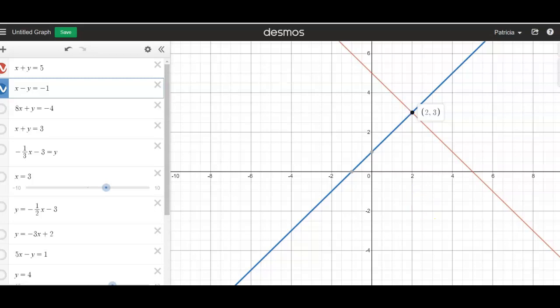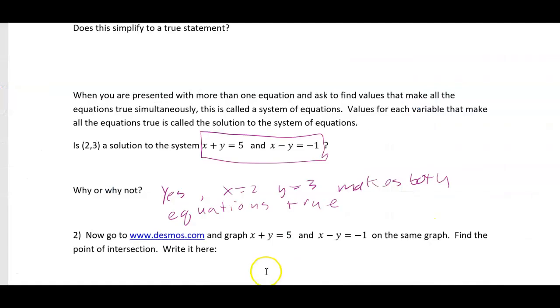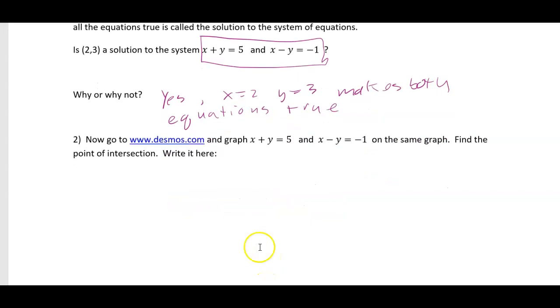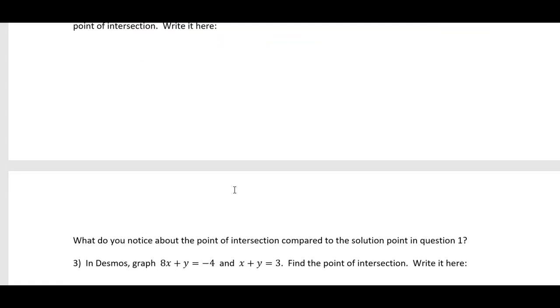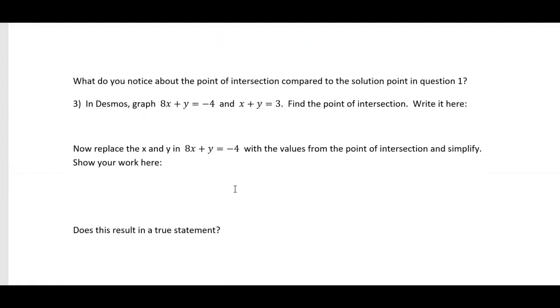Let's go back to our worksheet. And so we found the intersection was 2, 3. The point was 2, 3. No surprise there. That's what we see in the graph. So the point where the two lines intersect is the solution.